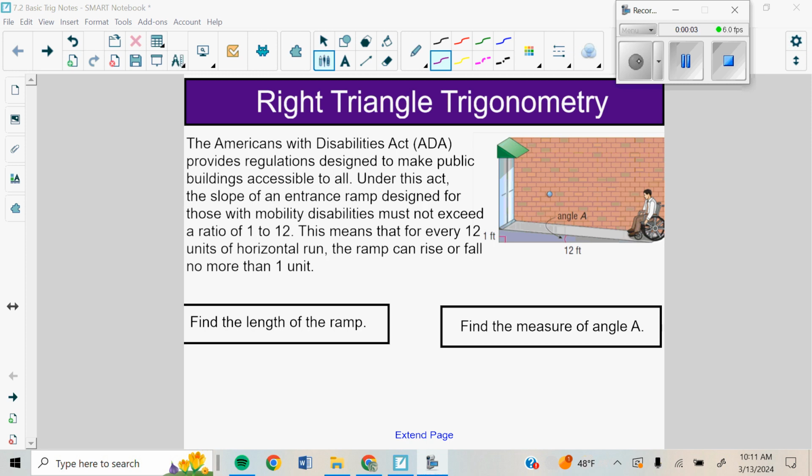Ladies and gentlemen, welcome to 7.2. We're going to do some triangle trig today, some basic trig stuff. So let's start with this example.